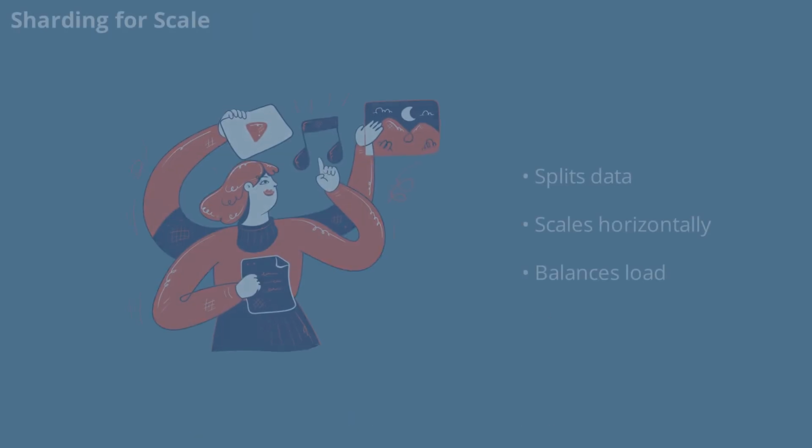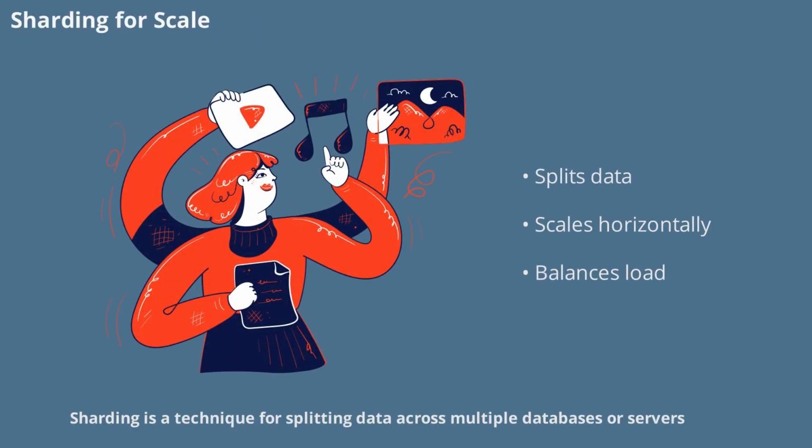Sharding is a technique for splitting data across multiple databases or servers. This allows systems to scale horizontally, handling more data and users without overwhelming a single machine. Real-world sharding strategies must consider data distribution, balancing, and resharding as needs change.